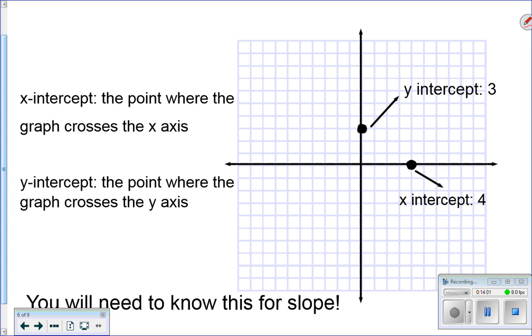So let's say I have a dot over here, and I ask, what's the y-intercept? Well, my y-intercept would be 3, because that's where it's crossing the y. Here, if my dot is on the x-axis, my x-intercept would be 4, because that's where it's going to cross the x-axis.